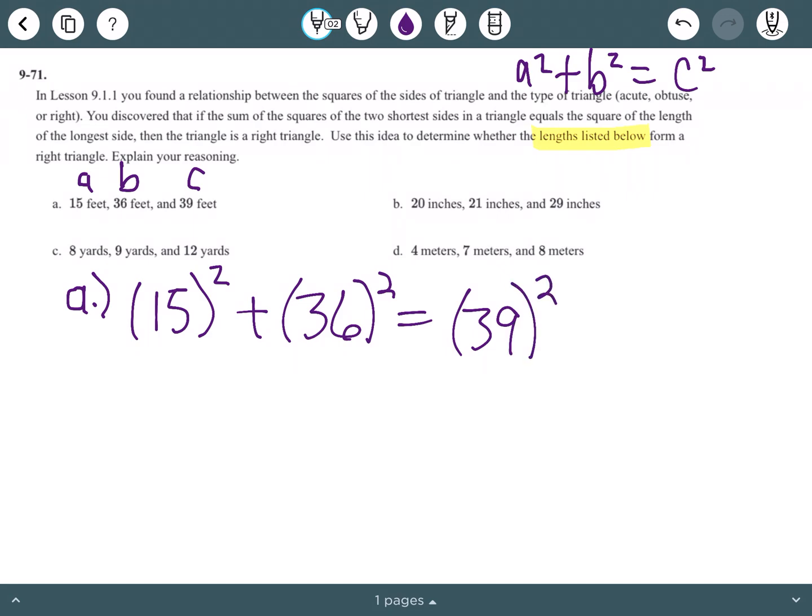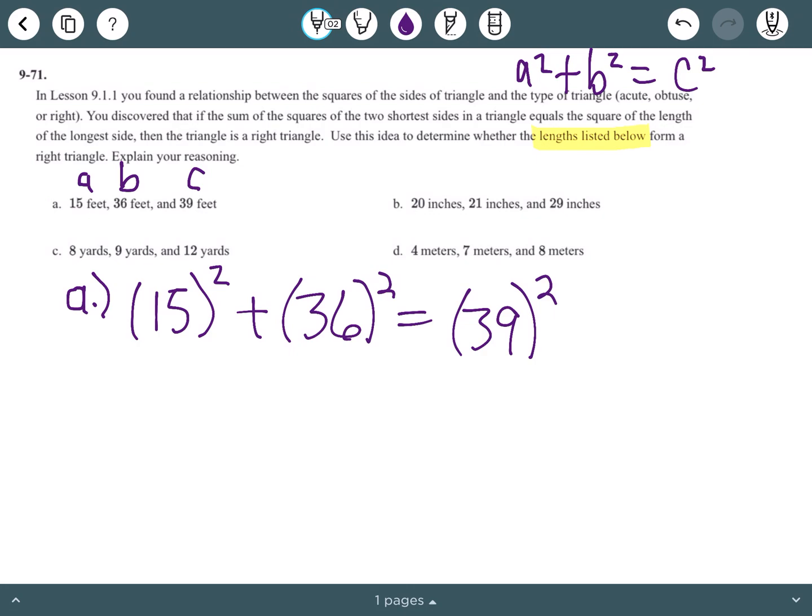Now this is where you should have a calculator handy. If you don't, you can always find a scientific calculator online with Desmos. If you just type Desmos into the search bar, it's the first thing that will come up, and you can click on scientific. That's D-E-S-M-O-S. All right, let's go ahead and take a look at this.